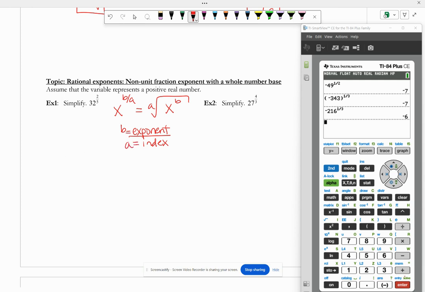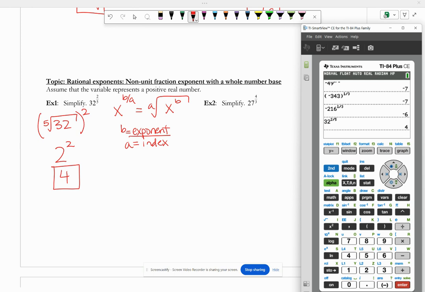I like to do the index, the root, first. So this is the 5th root of 32, and then we're going to square it. The 5th root of 32 is 2. I'm going to square that, and I get 4. Your handy dandy calculator also comes in handy this time too, because you can take 32, raise it to the 2/5, and you get back 4.